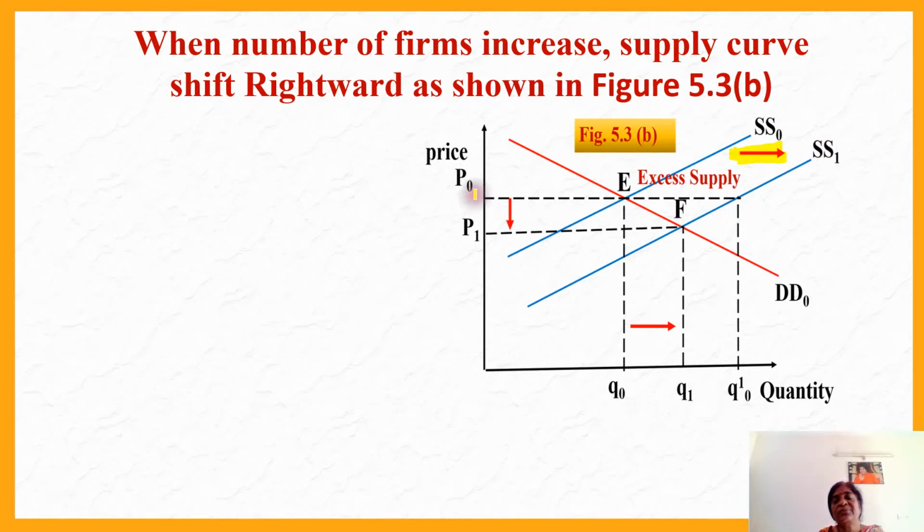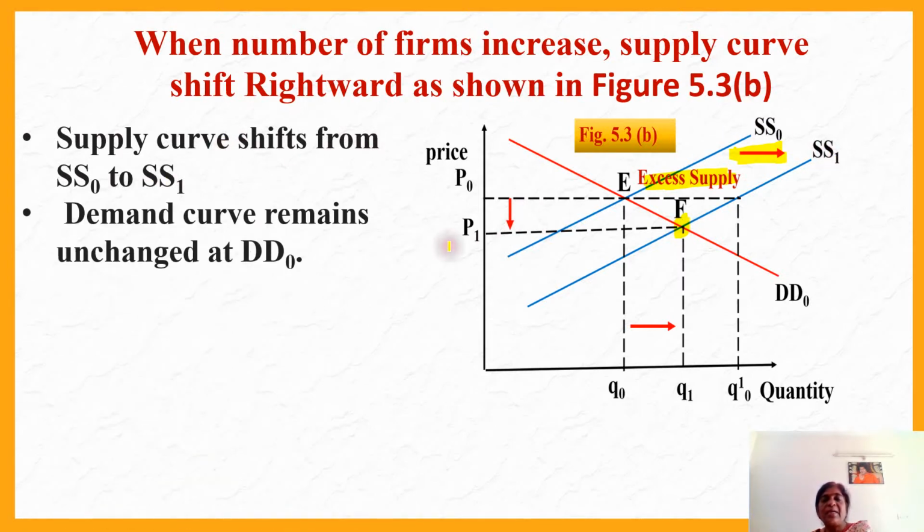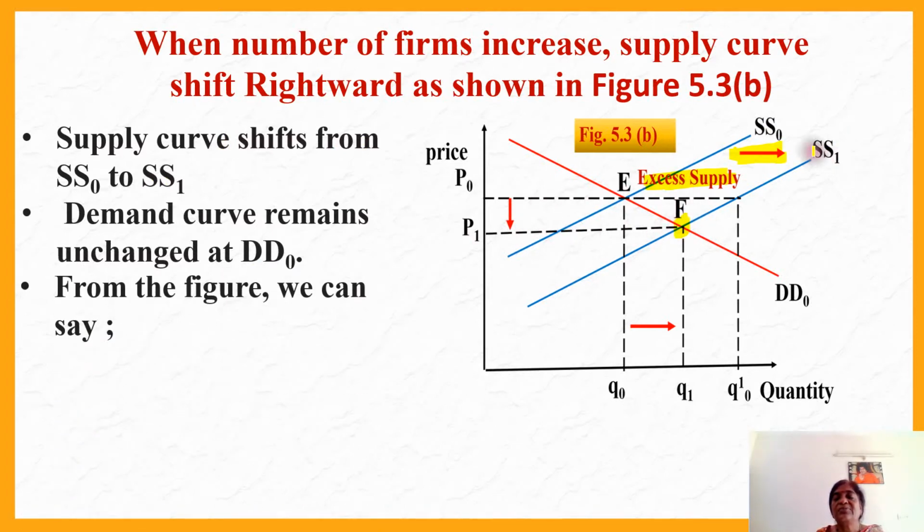When there is a rightward shift, at the initial equilibrium price P0 there will be an excess supply. Due to excess supply, what will happen in the new equilibrium? Price will decrease and quantity will increase. The supply curve shifts from SS0 to SS1, a rightward shift, and the demand curve remains unchanged. From the figure we can make out that SS1, after the shift, cuts the demand curve at this point, the new equilibrium. Here you can notice price has come down to the P1 level and quantity has increased.